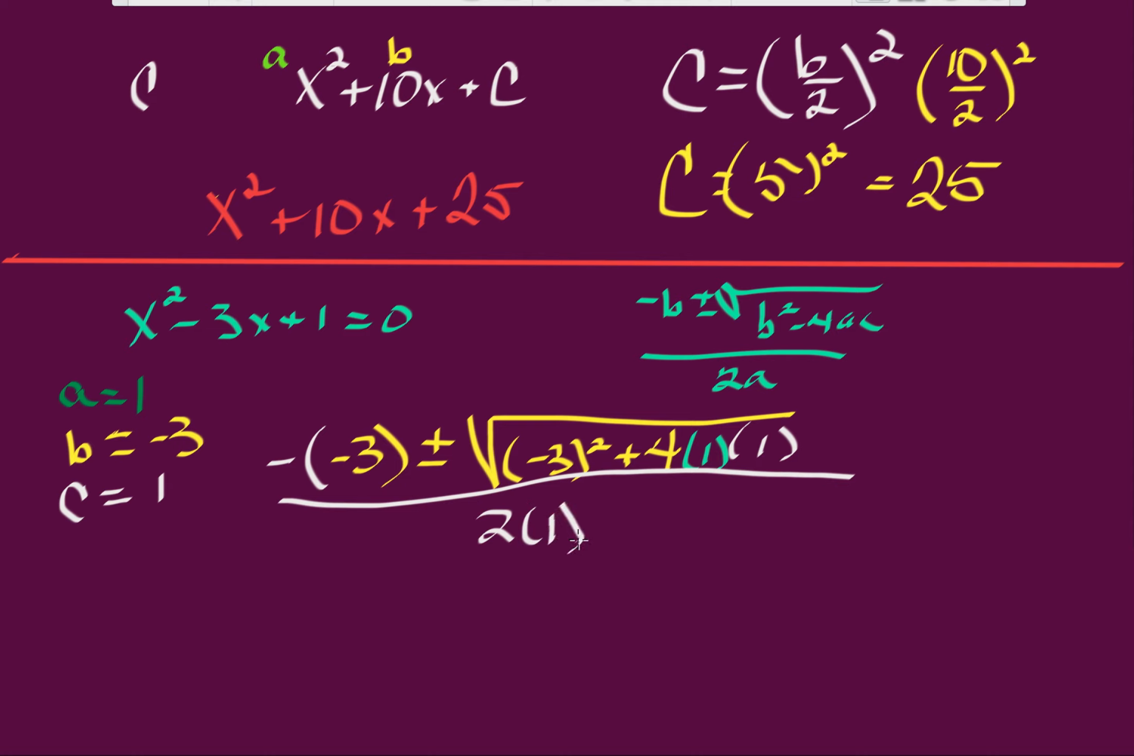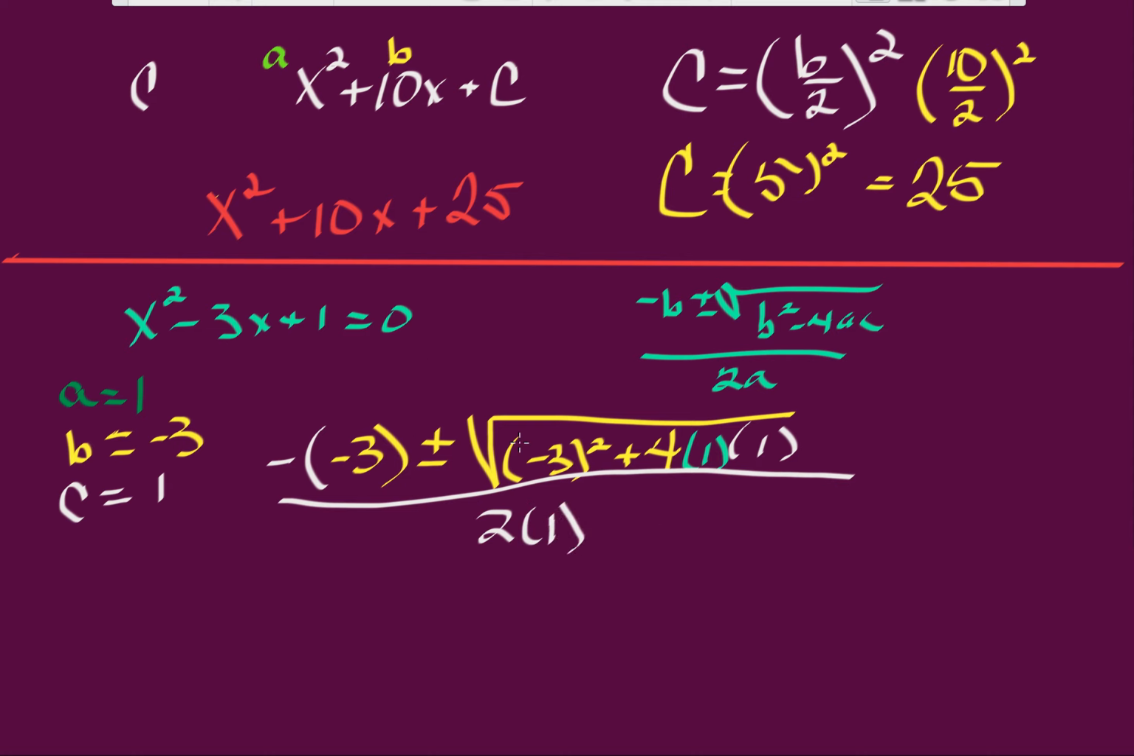All right? And so if we start doing the math, we can break this down pretty quickly. Negative of a negative is a positive, so 3 plus or minus the square root. That's minus, sorry about writing that wrong. Negative 3 squared is 9, minus 4 times 1 times 1 is 4, all over 2.